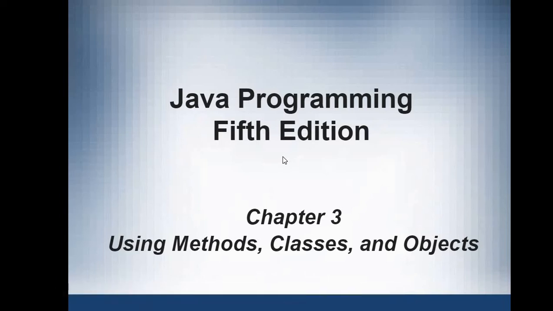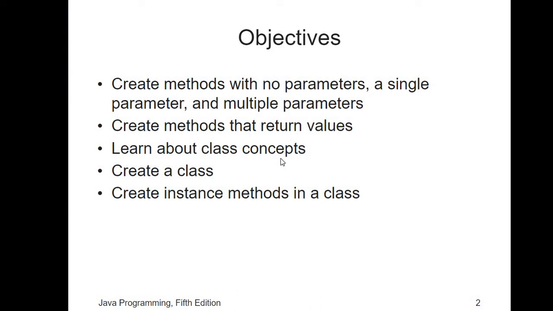I'll be discussing now chapter 3 of Java Programming 5th edition by Joyce Farrell, which is Methods, Using Methods, Classes, and Objects. So our objectives for this chapter are to create methods with no parameter, single parameter, and multiple parameters. Okay, later malalaman natin kung ano tong mga parameters na to at bakit kailangan siya sa methods. Then create methods that return values. Additional topic, probably sana matakal natin.